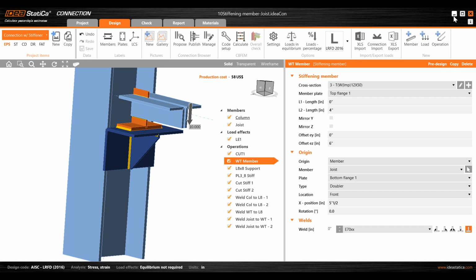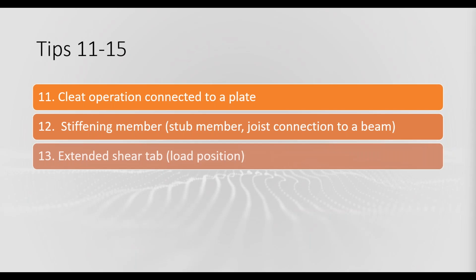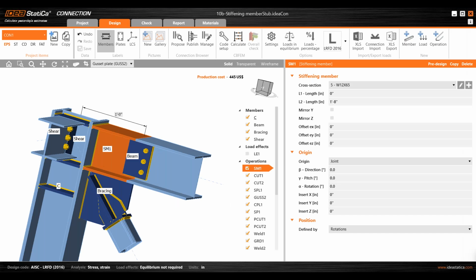All right, so let me go back to this presentation and let's go to the next one. So the next example is a connection that we have been asked, or we see that it's very common, right, for our users. So I am using this example here that is the extended shear tab. So this is a beam connected to a column web, right? And here we have an extended shear tab connected to a stiffener. So let me open this model here to show you how to do this.